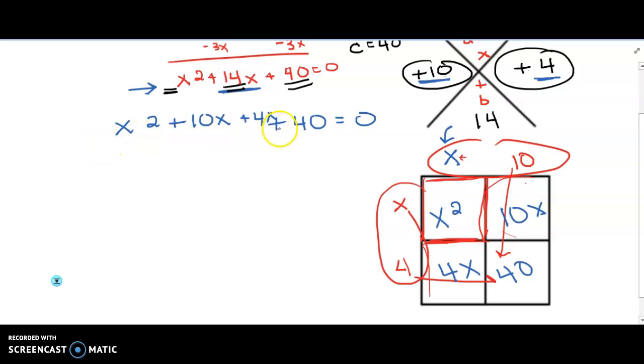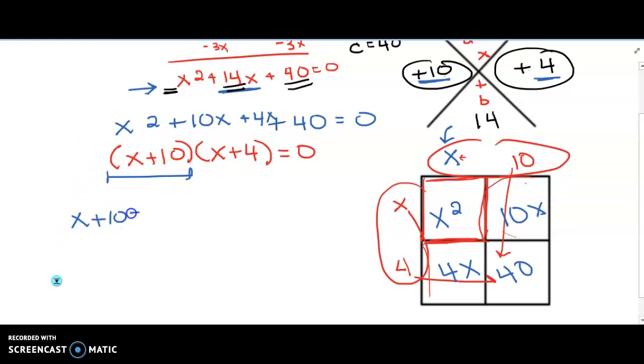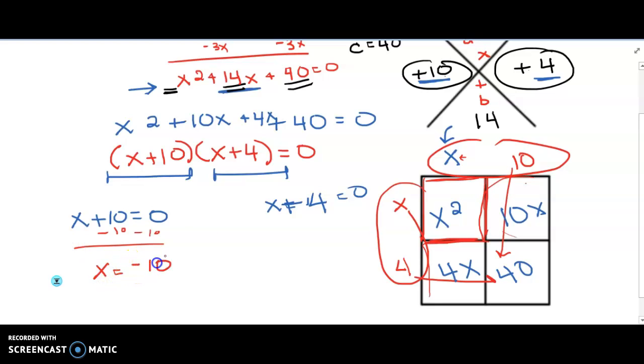So I can factor this whole thing to x plus 10 and x plus 4, and that's going to equal 0. Okay, now I want to ask myself, when does x plus 10 equal 0? And when does x plus 4 equal 0? Well, x plus 10 equals 0, we could subtract 10 from both sides, and x is negative 10. And over here, I could subtract 4 from both sides, and x would be negative 4. So my solutions, I'd have 2: x is negative 4 and negative 10. Here's my final answer.